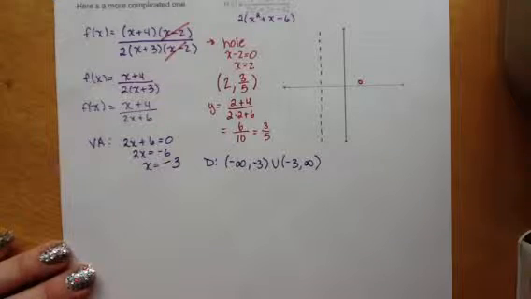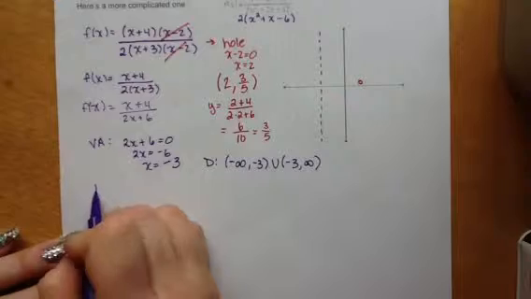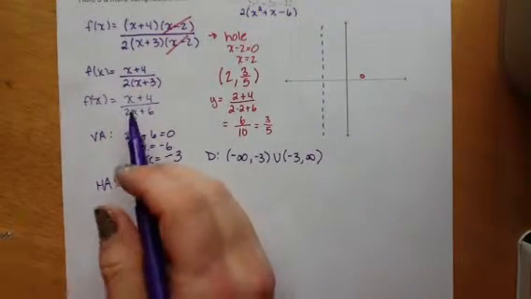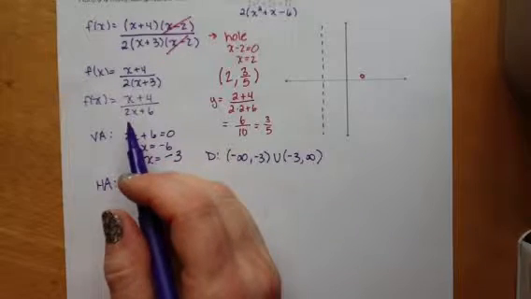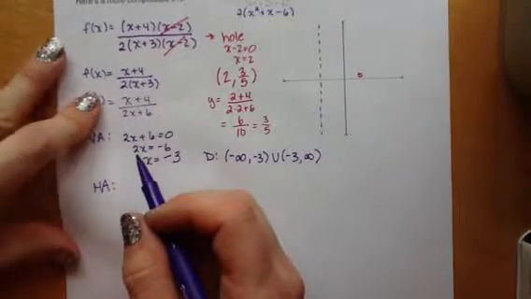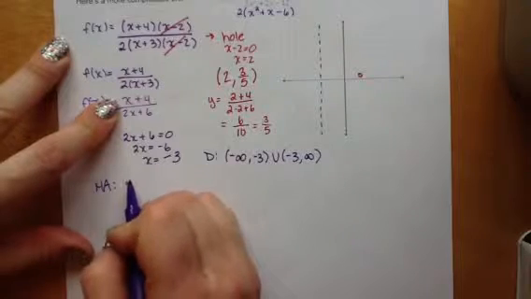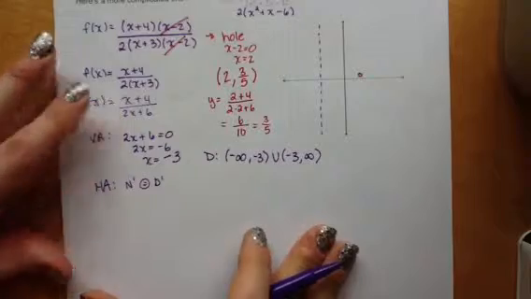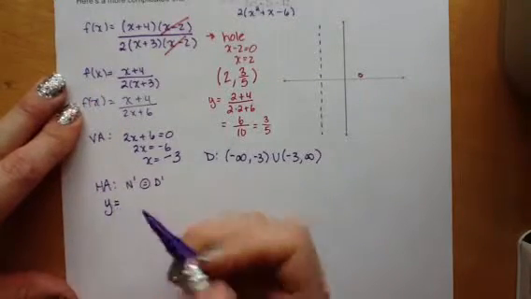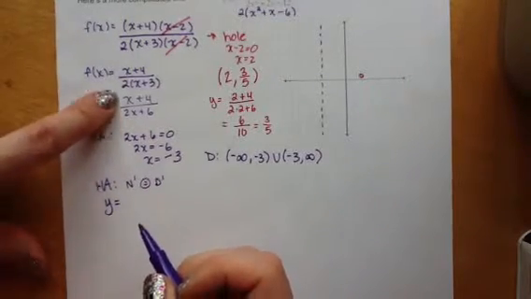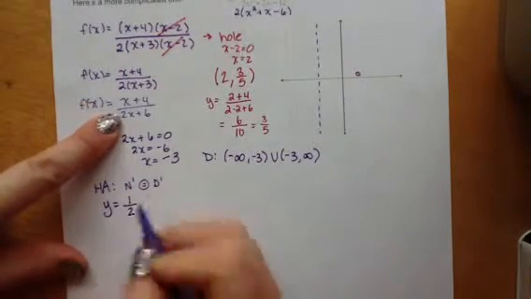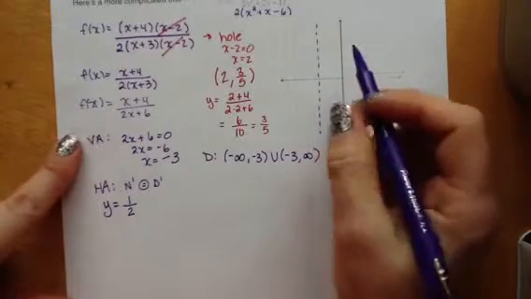Our next step was going to be the horizontal asymptote. For the horizontal asymptote, we have the degree of the numerator, and we're going to take this from the simplified function. The degree of the numerator is 1, degree of the denominator is 1. Those are equal. So I'm going to have a horizontal asymptote at y equals the leading coefficient of the numerator, 1, over the leading coefficient of the denominator, 2. So y equals 1/2.